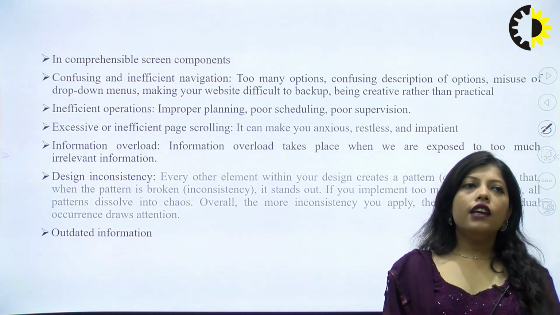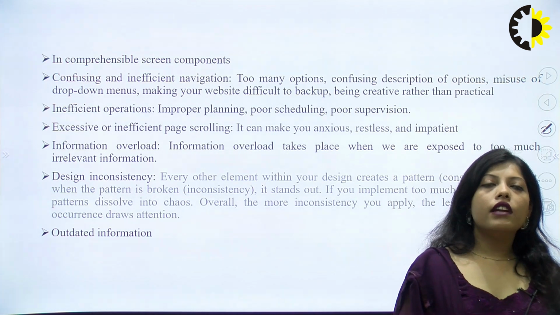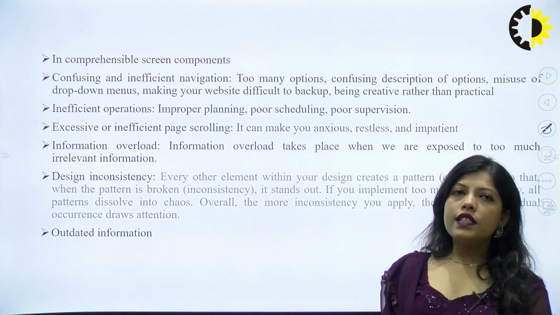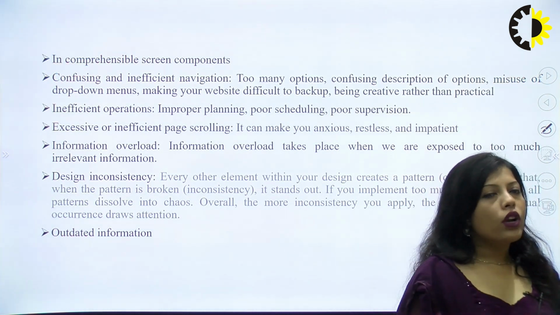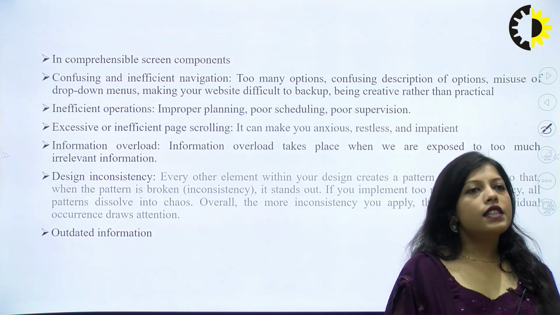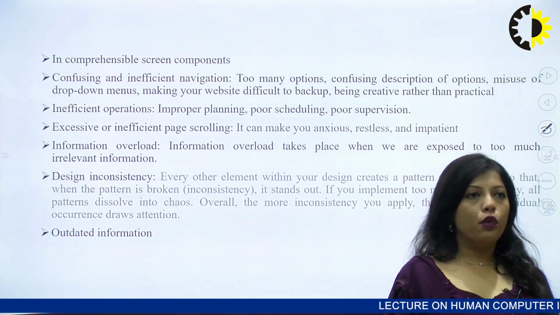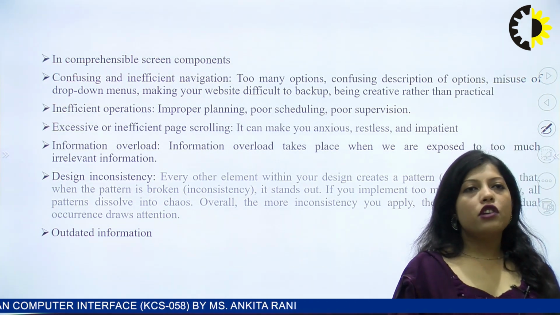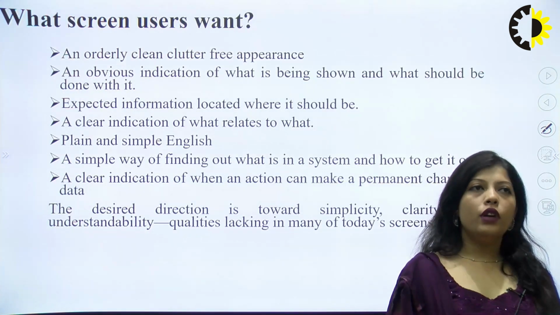Next is design inconsistency. Design inconsistency means the screen should be consistent because every other element within your design creates a pattern, and when the pattern is broken, meaning when the inconsistencies arrive, the user can be distracted because the pattern is not followed. Next is outdated information. So we must make sure that the information in our website or in our screen must be up to date.